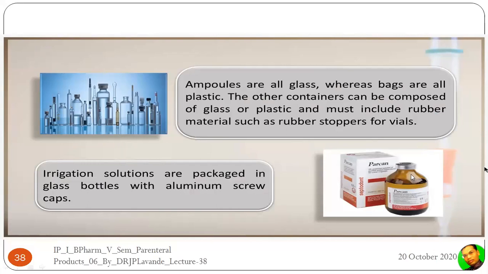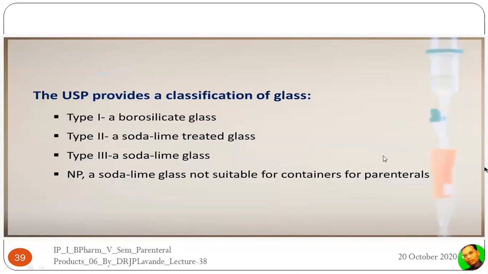the aluminum screw cap. The USP provides the classification for the glass. There are four classifications: type 1, type 2, type 3, and NP. Type 1 is the borosilicate glass, which is the parenteral purpose glass. Type 2 is the soda lime or treated glass. Type 3 is the soda lime glass. And NP is a soda lime glass that is not suitable for containers for parenterals.